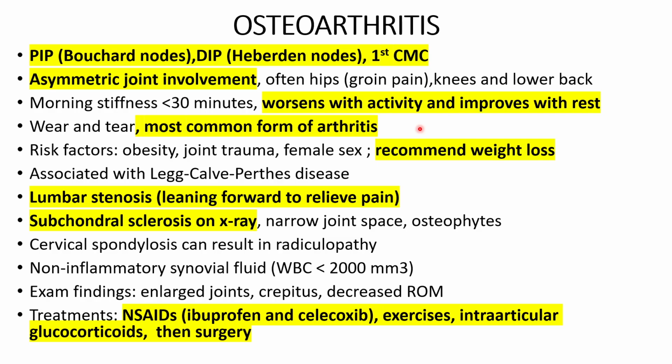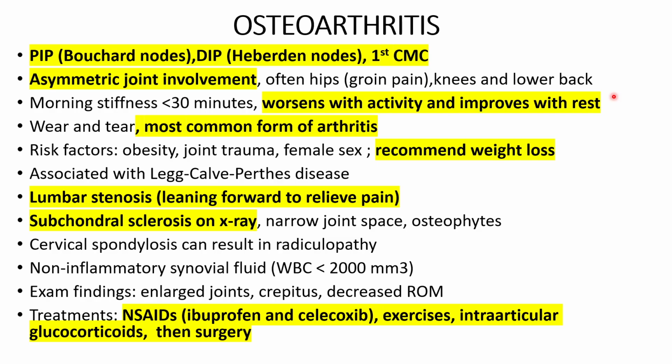If we're jumping in basketball or something, we wear on one joint more than the other. That's just one way you should think about osteoarthritis when you're comparing it to RA. Again, you'll have morning stiffness, but this one actually worsens with activity and improves with rest. So that's another way you can differentiate OA from RA.